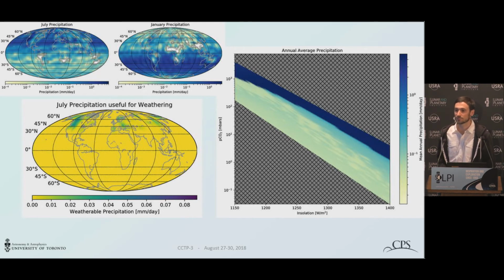Hey, great talk. I love the idea of using simpler models, but I noticed that you're using T21, and at T21 and Earth's rotation rate, you are not resolving mid-latitude eddies. Do you think that impacts your results, especially when it comes to precipitation?